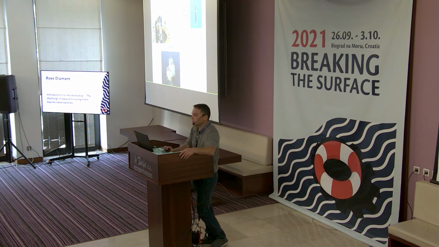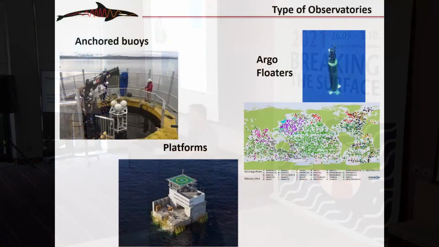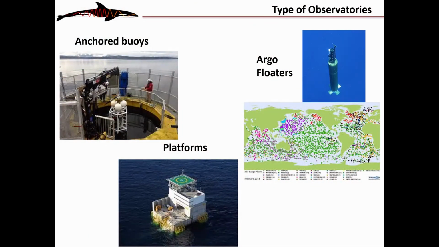So the picture over here that I show, the globe map, is from 2011, and you can already see that the Argo floats are basically everywhere. So, contrary to what we said before about the fixed observatories, the mobile observatories will give you also the spread of the data, so you can see spatial relations across time.